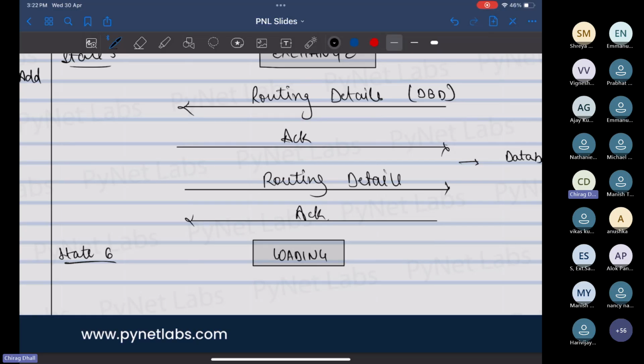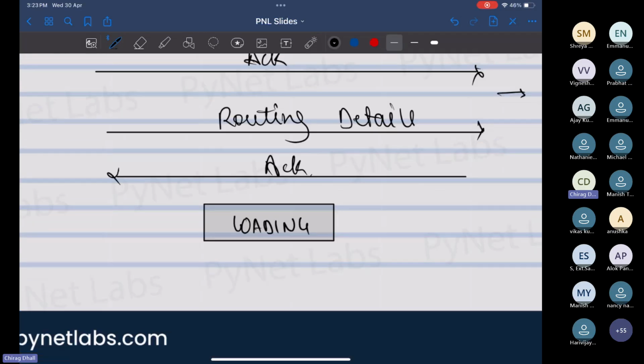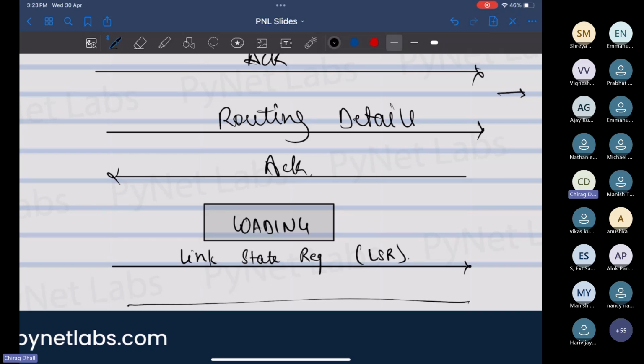Clear? If there is some information which is missing in my database table but is present in Rahul's database table, I will request Rahul to share that information with me. And we request that using a message called LSR, which is known as link state request. Now, when I am asking about some network from Rahul, Rahul will also give me a reply, right? That reply is known as LSU, which is link state update.